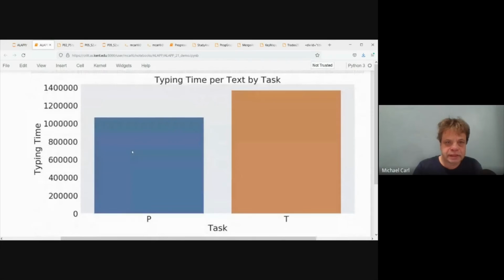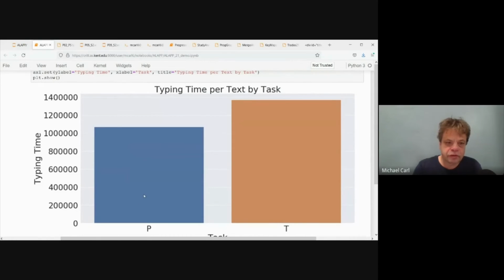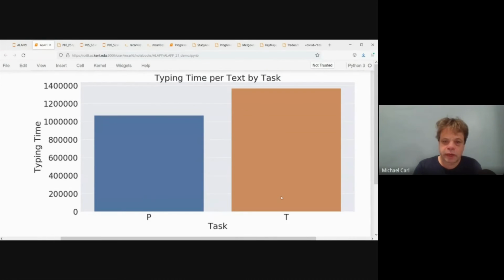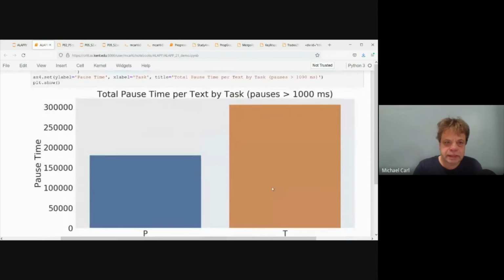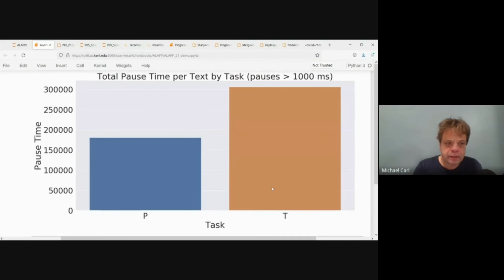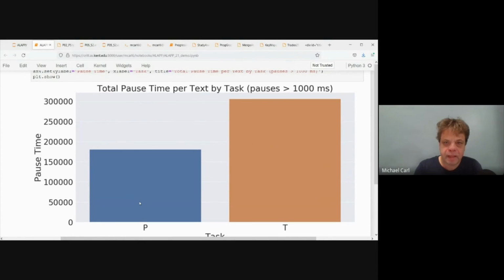Here we see typing time per text and task. So we see here that on average post-editing is quicker than translating from scratch. We can see here that the pause time is more in translation than in post-editing. Pauses of more than 1 second.